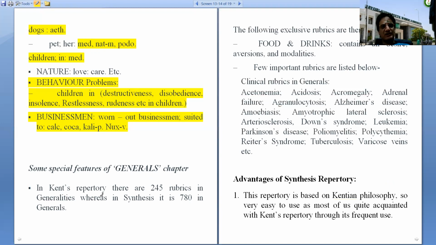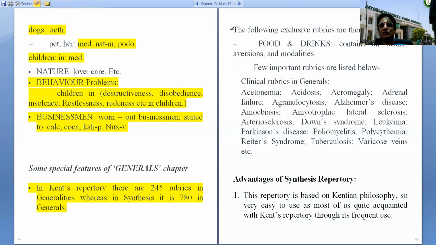Then some special features of the generals chapter. In Kent's repertory, there are 245 rubrics in generalities, whereas in Synthesis it is 780 rubrics in the generals. So there is a very important comparison. It is almost 3 times in Synthesis and almost 2 times in the Mind chapter.